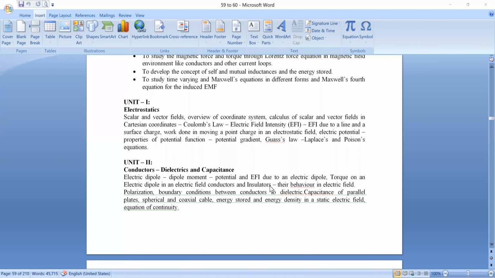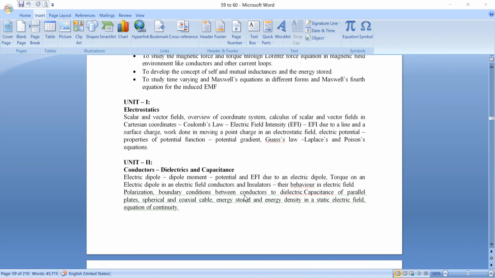Here we also discuss polarization. Polarization means converting a non-polar molecule into a polar molecule. So here there are boundary conditions between conductor and dielectric.